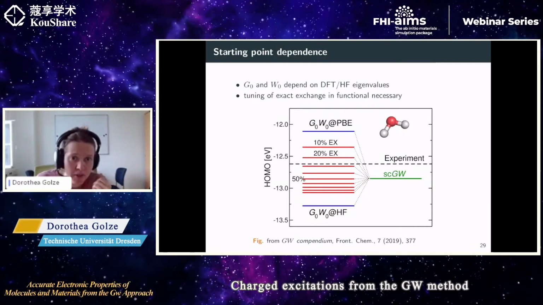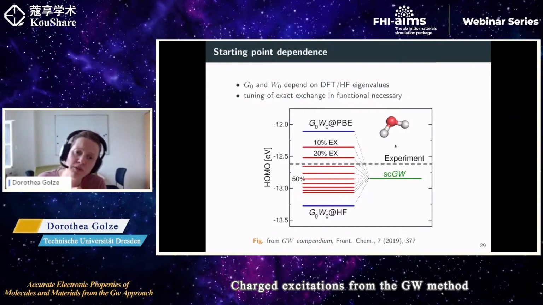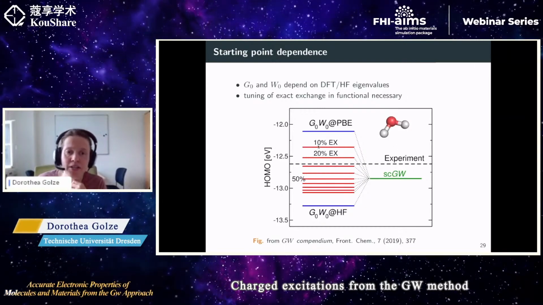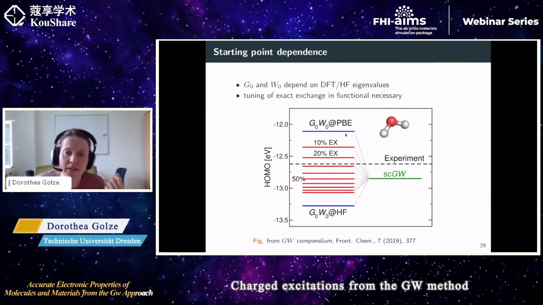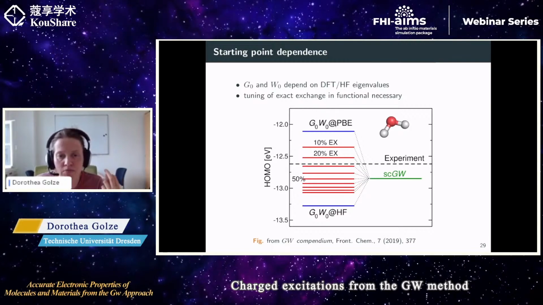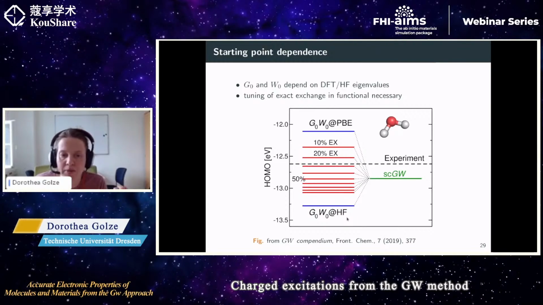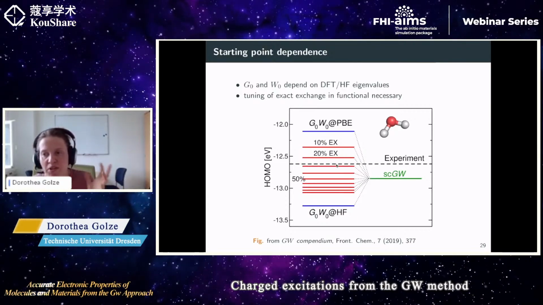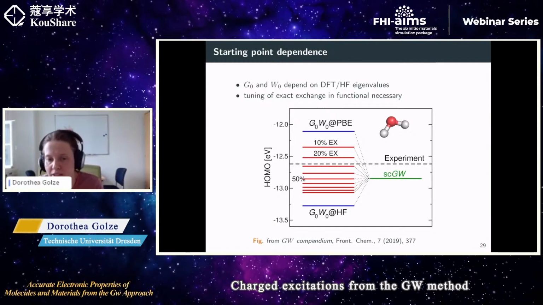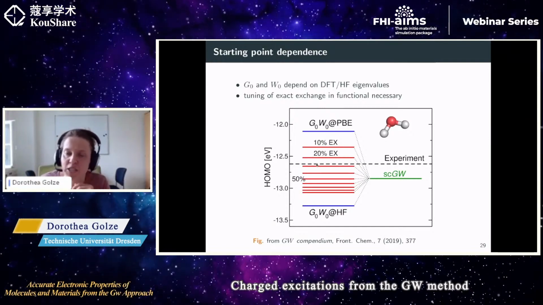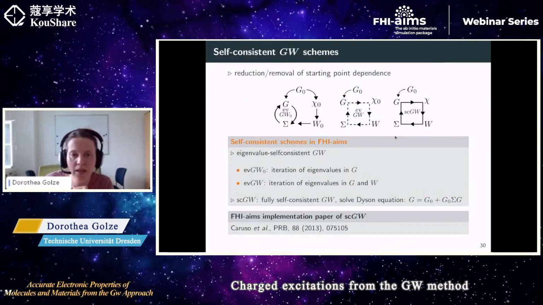Next point, the starting point dependence is very pronounced in G0W0, shown here for the water molecule and the HOMO energy. So we usually underestimate the ionization potential with an underlying PBE functional. With Hartree-Fock, we would overestimate. So there's a sweet spot, usually when you use a functional with 20 to 30% of exact exchange. Then you are closest to experiment for molecules, right? So this is shown here for molecules.